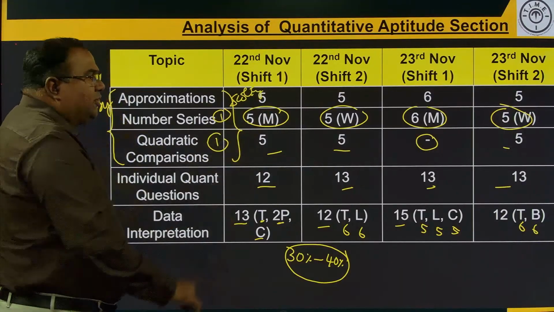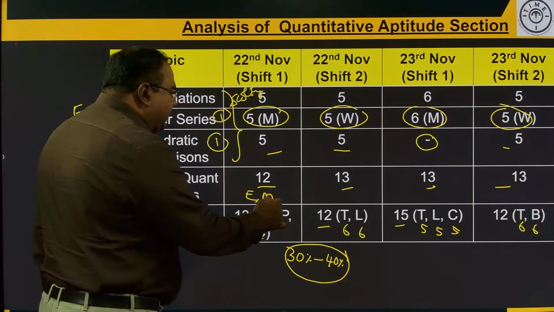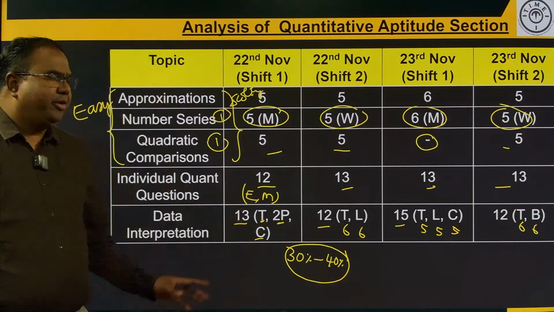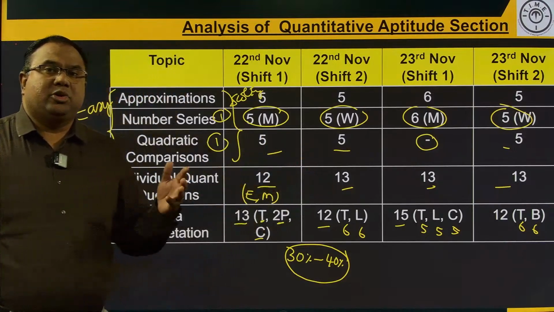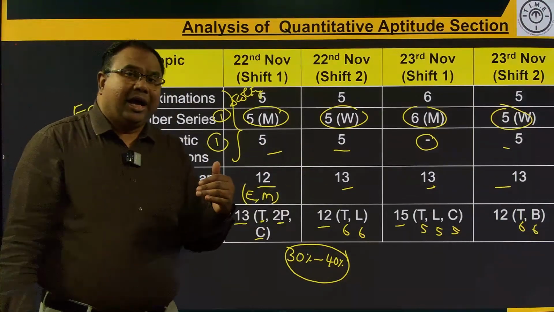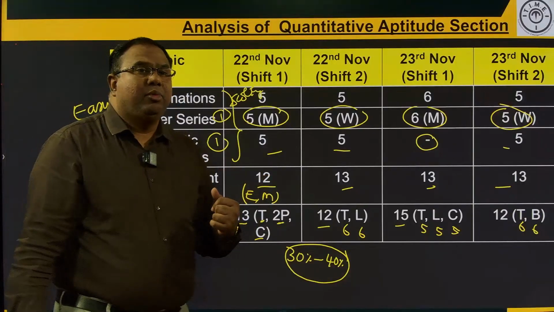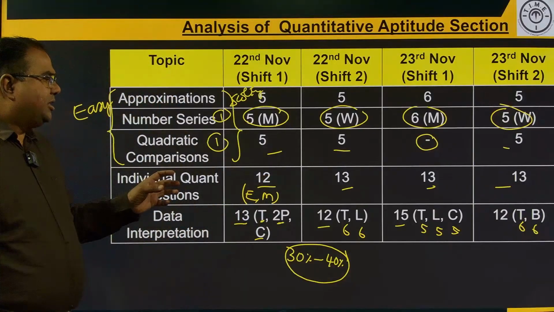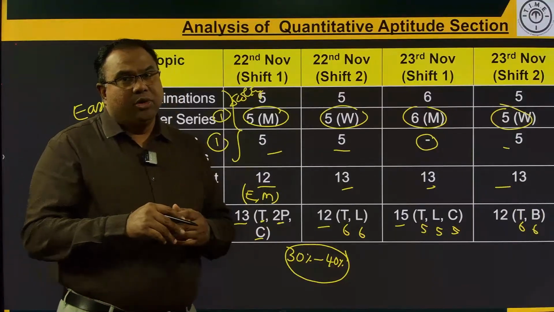Individual quant questions were 12 to 13. These are a combination of easy and moderate ones. Quite a few were easy, almost 50-60% of the questions: about 6, 7 or even 8 questions out of 12 are easy level. The remaining 3-4 questions are of moderate difficulty. As such, DI involves calculations, and we classified it as easy to moderate.